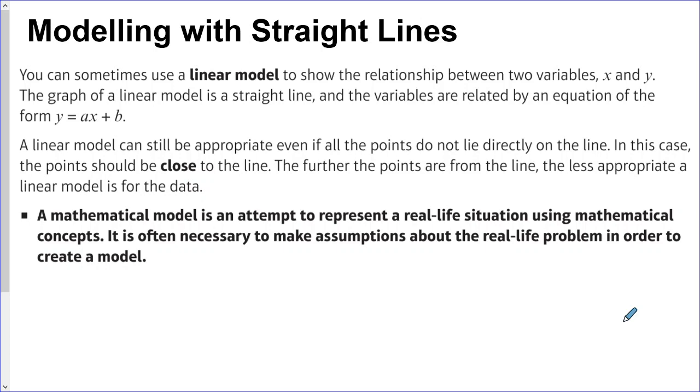Sometimes we need to make assumptions in order to create a model that works. If it's a model of a straight line, then the variables will be related by the straight line equation, y equals ax plus b. So we're not using mx plus c here. We're still referring to gradient and y-intercept, but we just use two different letters instead. We can still use a straight line even if the points don't lie directly on the line, but they should be as close as possible. If the pattern is clearly not a straight line, then we shouldn't be using a linear model.